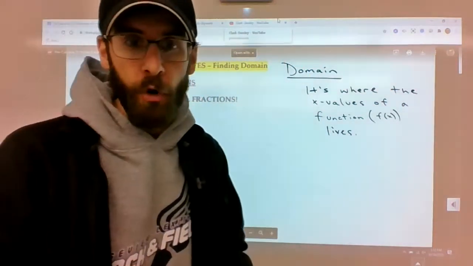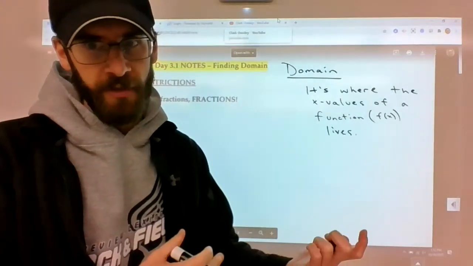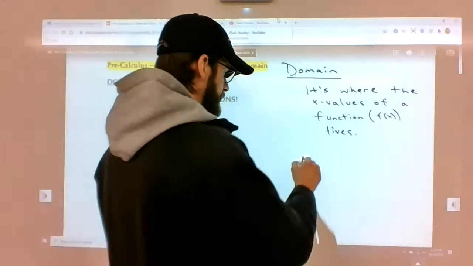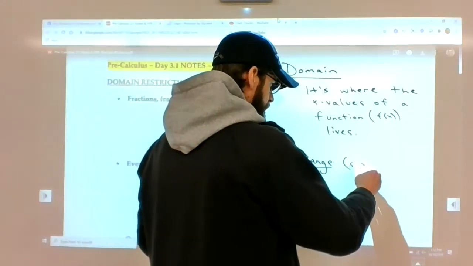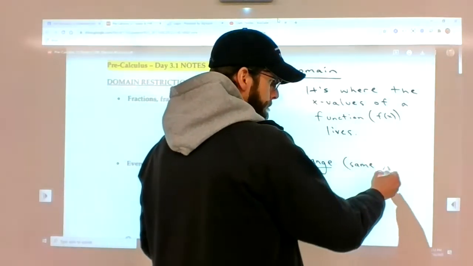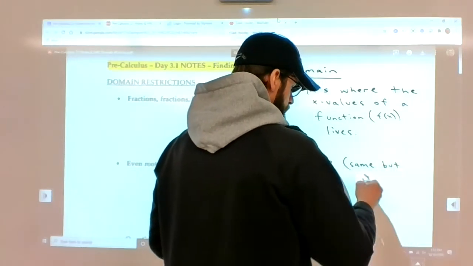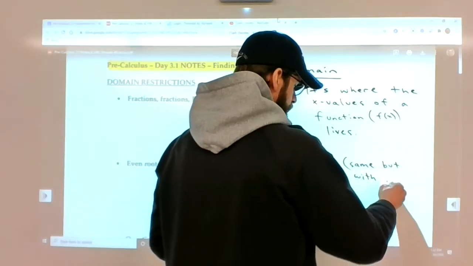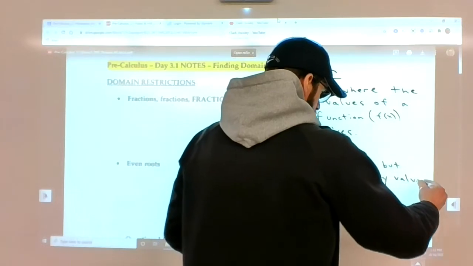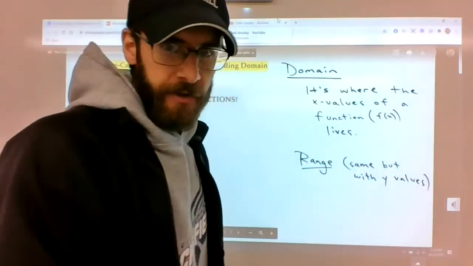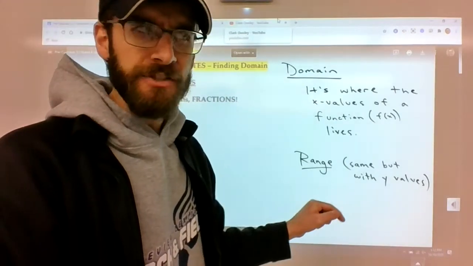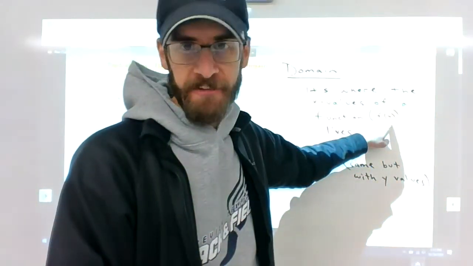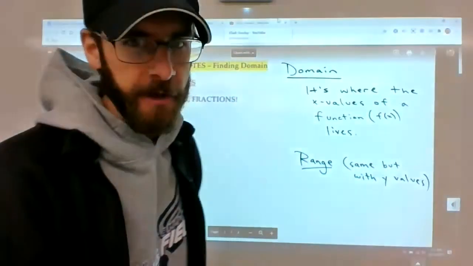And you probably recall range is not where the x's live, but where the y's live. Same, but with y values, which are also called the output values. It's sort of like x corresponds to y, but x also corresponds to f of x. So f of x and y are kind of the same thing.